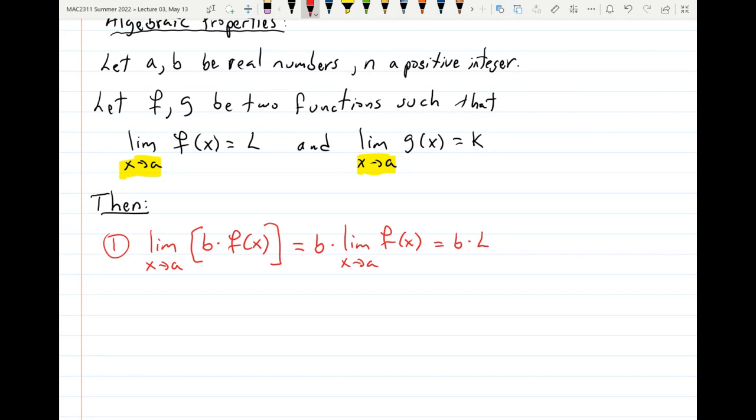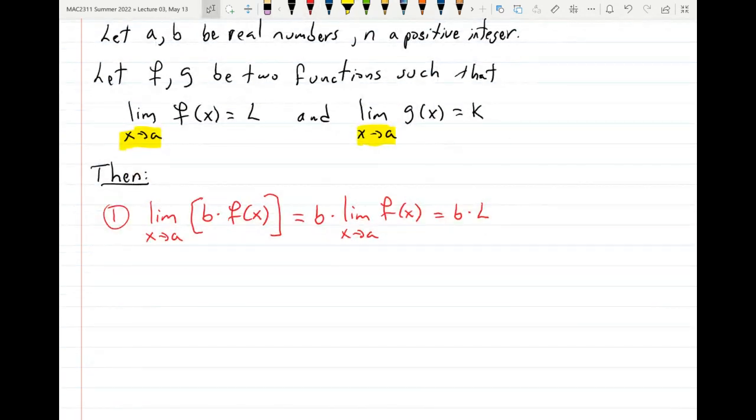So if you multiply the function by b, then the new function that you obtain, the values are going to get close to b times L. So hopefully that's very intuitive to see. Okay, so that's the first one: the fact that we can take constants out of a limit. We can factor a constant out of a limit.